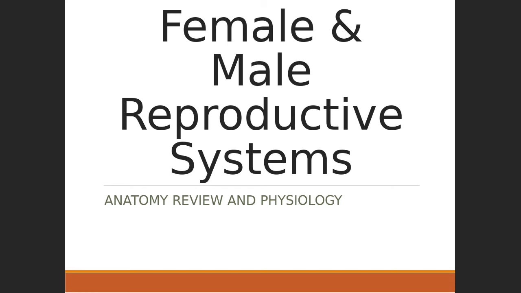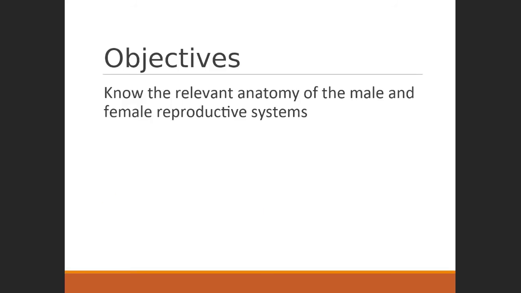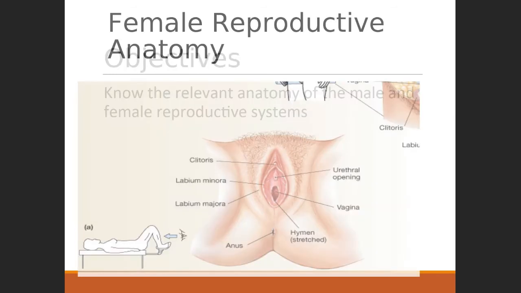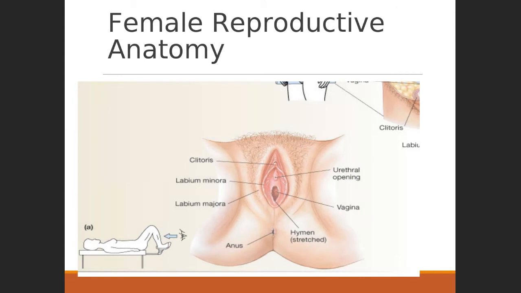So as far as our reproductive systems specifically go, it's important to know the relevant anatomy. And because of that, we're mostly just going to be dealing with the diagrams and discussing some of the relevant structures and their functions as we go. Start with the female reproductive system, external anatomy first.